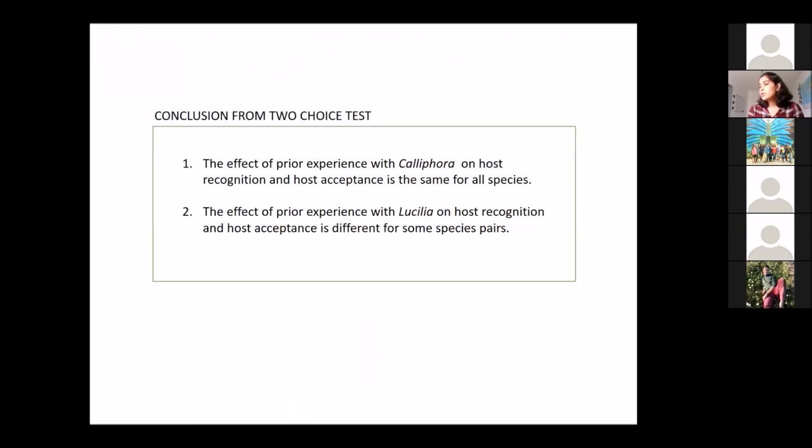This brings me to my final conclusion that when they experience Calliphora, all the 4 species, both generalist and specialist, have a similar effect on their host recognition and host acceptance. But when their experience was with Lucilia, they do differ in some species pairs, which I described before.